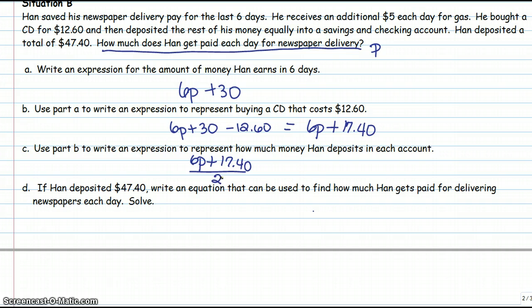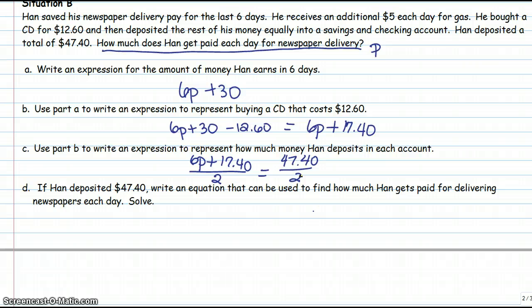He deposits a total of $47.40, but that total is the total that's in both accounts. So we need just the amount that's in one of the accounts. So you would have to do $47.40 divided by 2. Okay?